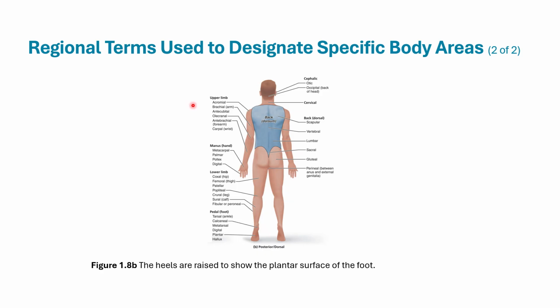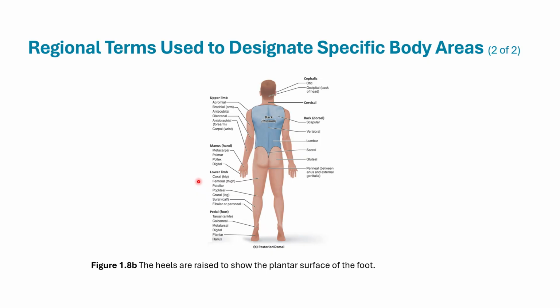Okay, the dorsal region refers to the back or the dorsum. Areas in the dorsum region include the scapular or the shoulder blades, the vertebral spine, the lumbar or lower back, the sacral or the tailbone, the gluteal or the buttocks, the perineal, between the anus and external genitalia. The upper limb region refers to the arms.